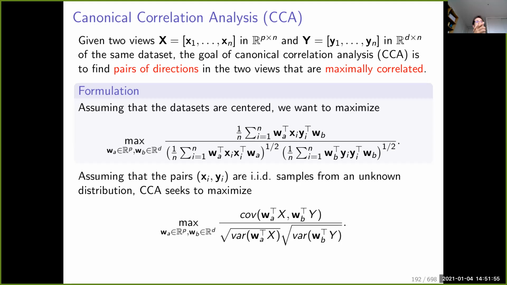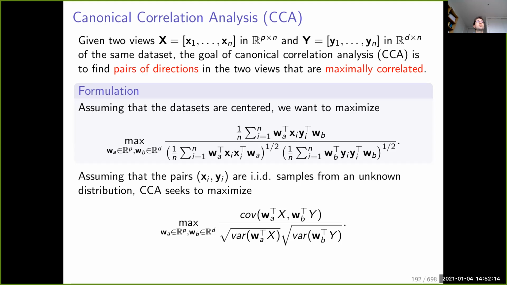So consider now two views of the same data sets. What is a view? Let's say it can be two views representing the same things. It can be, for example, image and text, or audio, that will give you three views of the same scene.